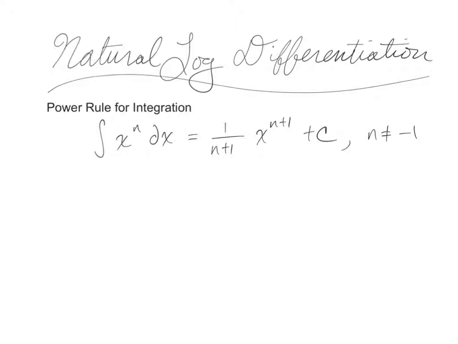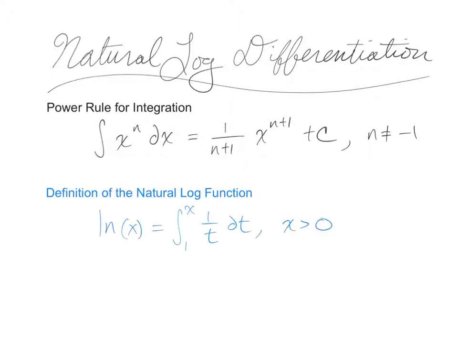For the simple reason that when you multiply by the reciprocal of the new power, -1 plus 1 is 0, the reciprocal is 1 over 0 or anything over 0, and this creates a divide by 0 situation. That is impossible. So what happens when n equals -1? Well, in order to understand that, we first need to understand this.